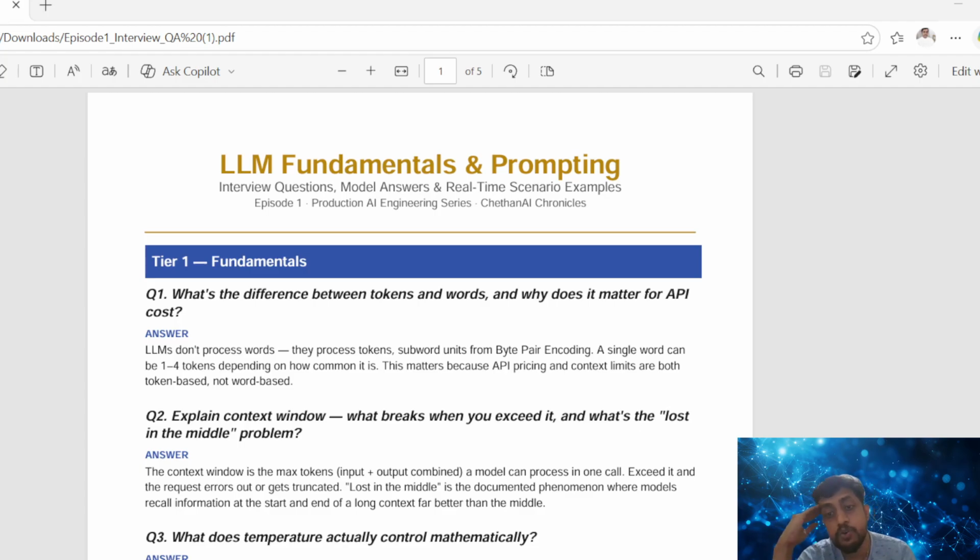Tokens are the backend. LLMs always process tokens, not words, guys. Words are visible to the user, but internally they are processed as tokens. Very, very important in interviews. Okay, next question.